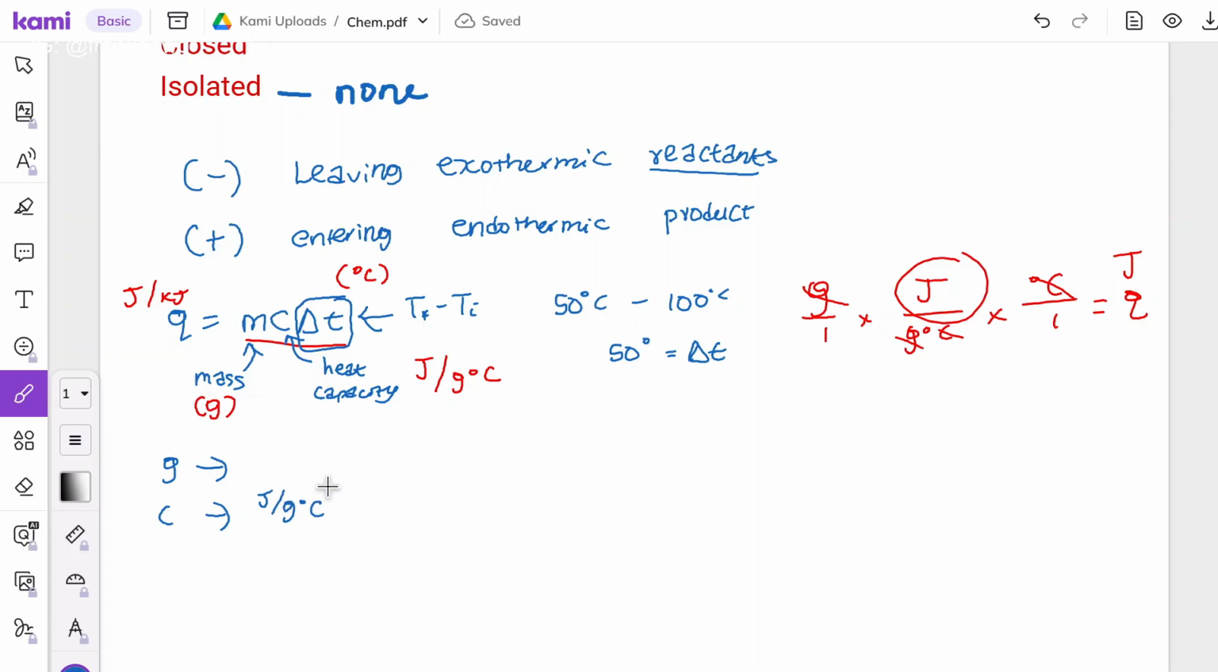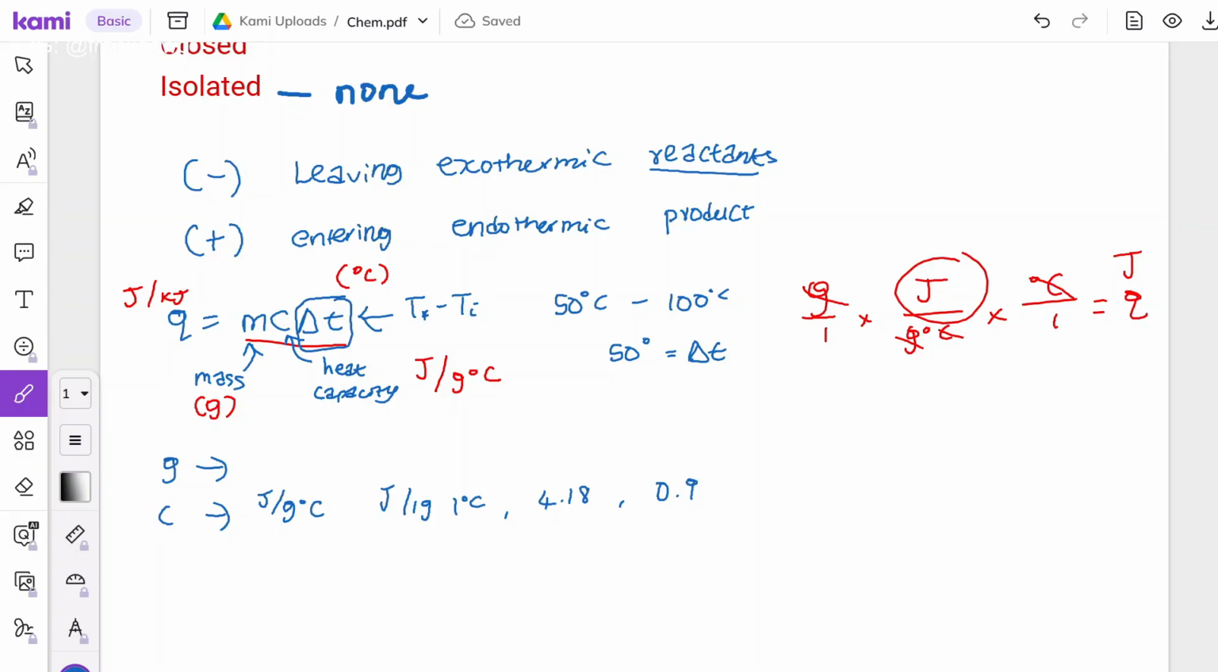So the heat capacity is the amount of energy, which is in joules, it'll take to heat up 1 gram of a particular substance up 1 Celsius degree. And different substances have different heat capacities. For example, off the top of my head, because I've done it so many times, I remember water's heat capacity is 4.18. And something else like aluminum is lower on the spectrum.